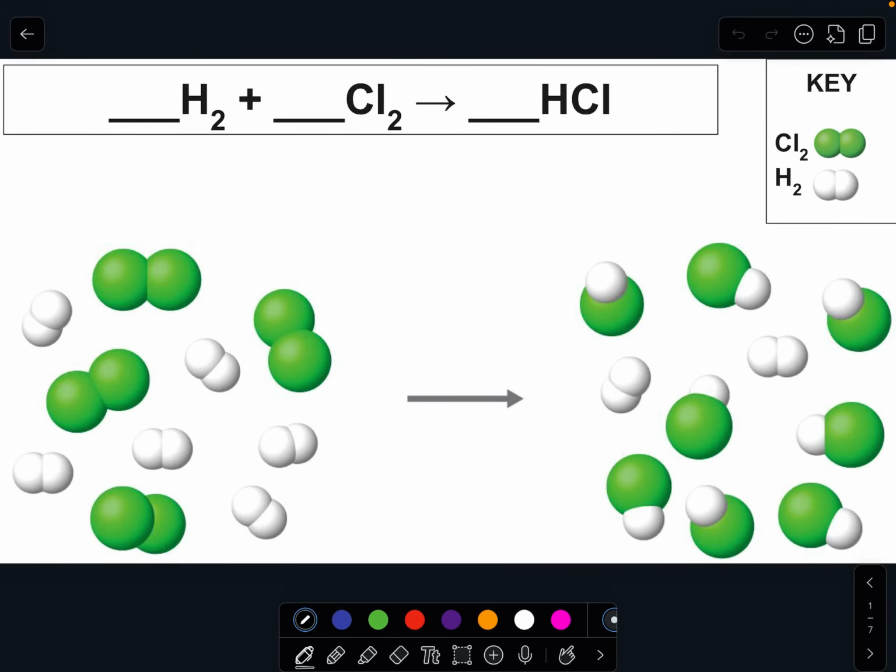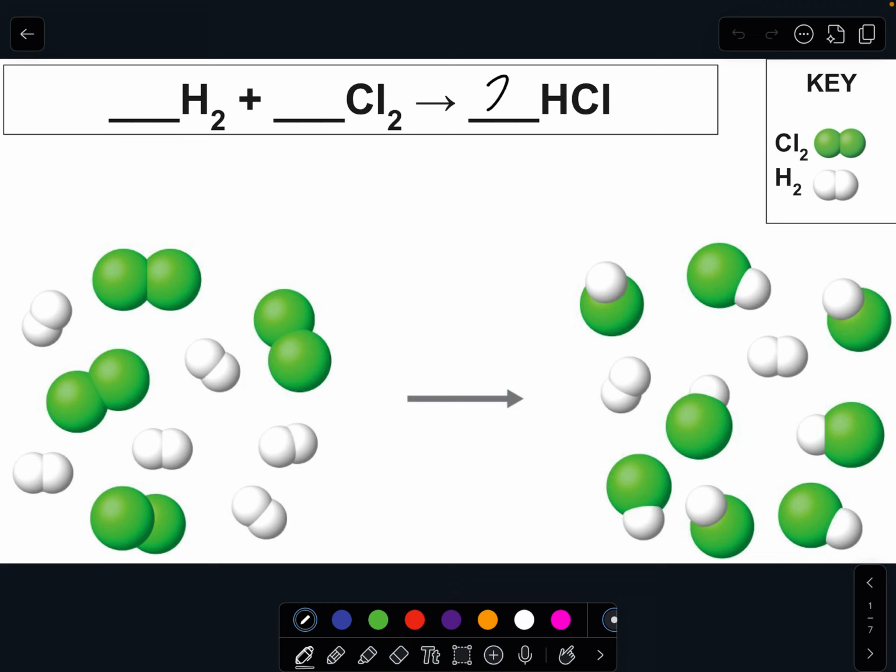This video is going to cover limiting reactants. We will look at a few particle diagrams like the one that you see here, and we'll also walk through a few practice problems on your notes. So whenever we're looking at limiting reactants, we always have to have a balanced equation.